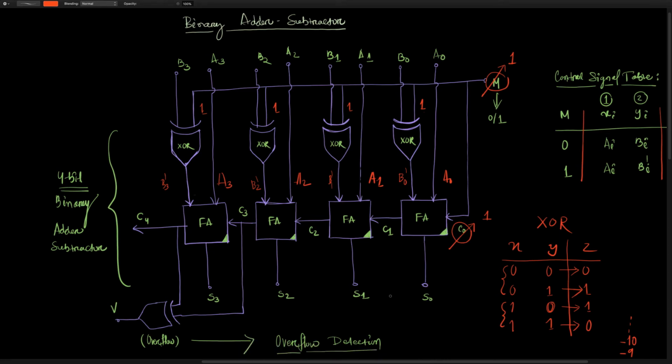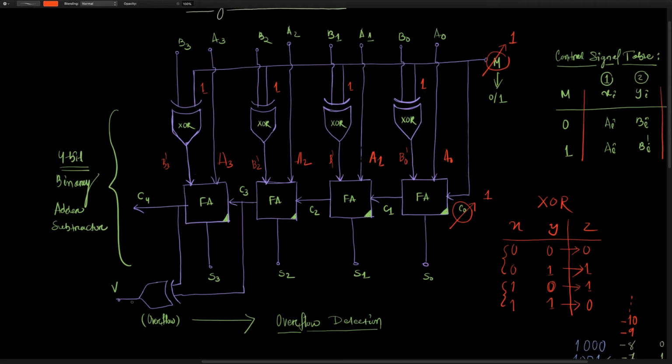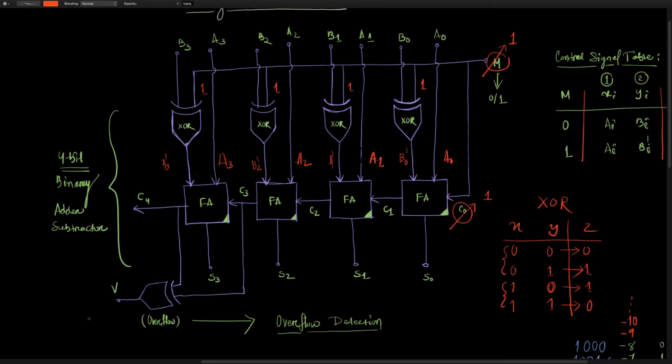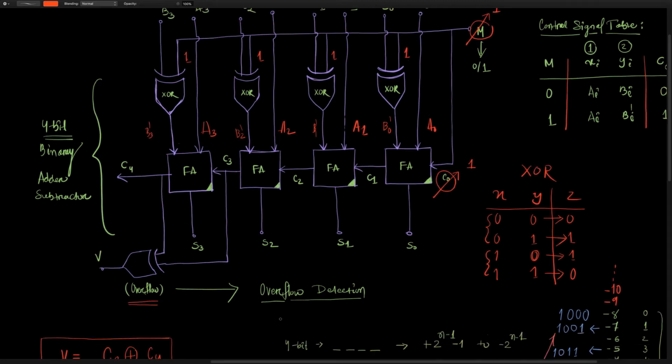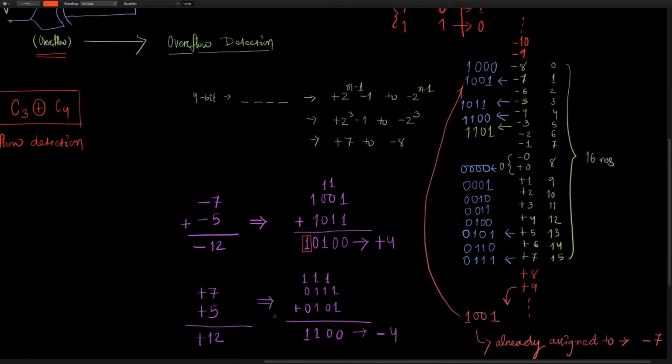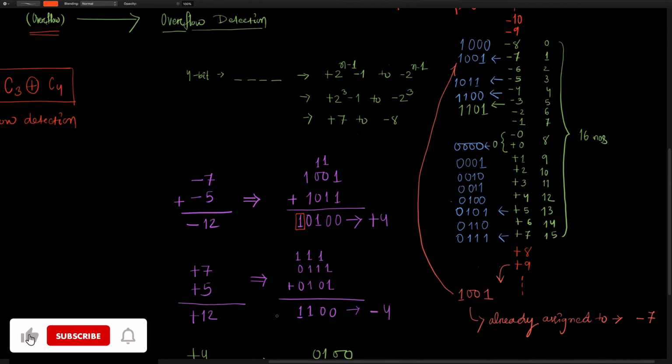Okay, so this is what the binary adder subtractor is all about. Now there is an extra circuit here, that is this overflow detection. To understand that, you first have to understand what overflow is. You see, it does the 2's complement subtraction only.